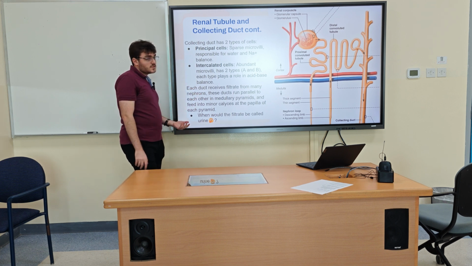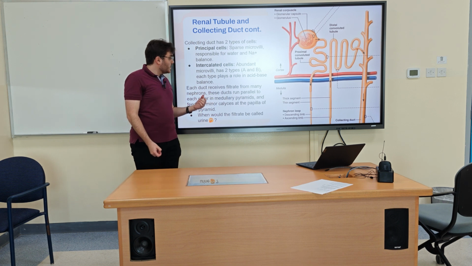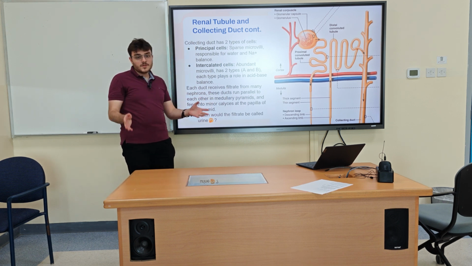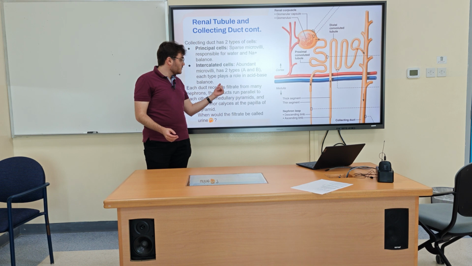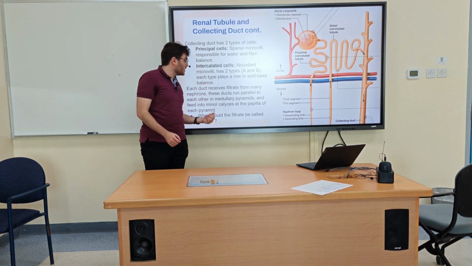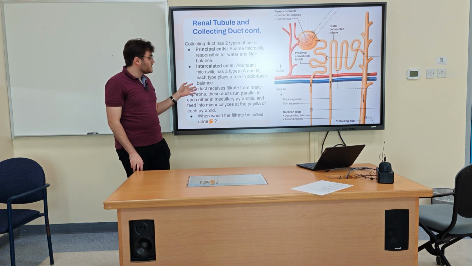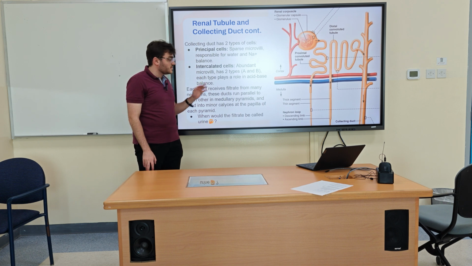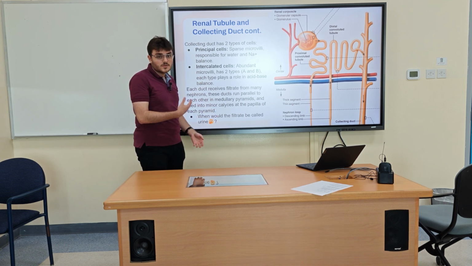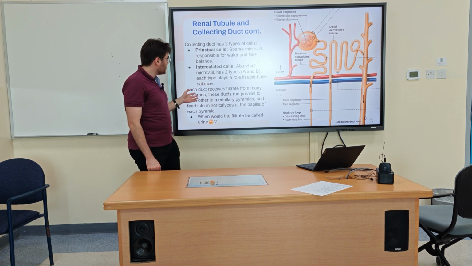And for the intercalated cells, we have 2 types of them. We have A and B, and therefore, it's a way to memorize them. A and B, therefore, acid-base balance. So A acid, B base balance. Okay, it's not related as in type A is for acid, type B is for base. No, it's not like this. It's just a way to memorize it. Okay, so yeah, this is mainly the difference.